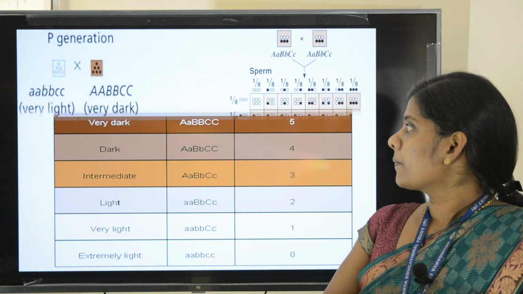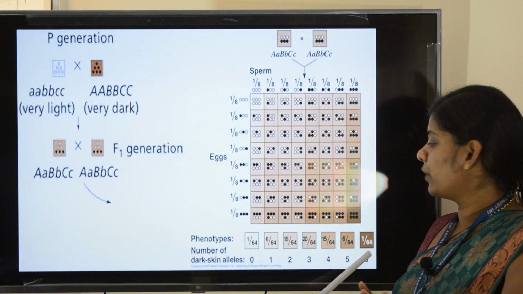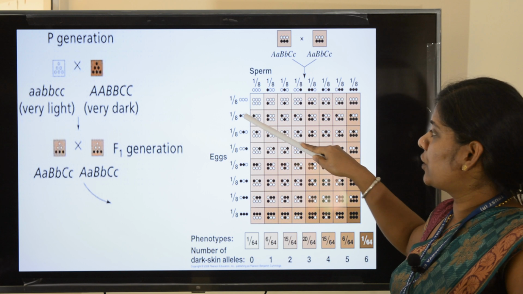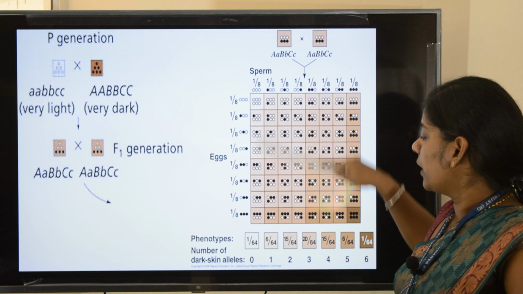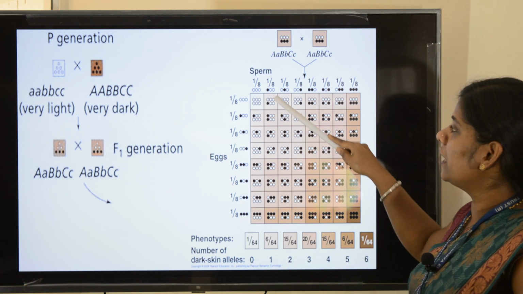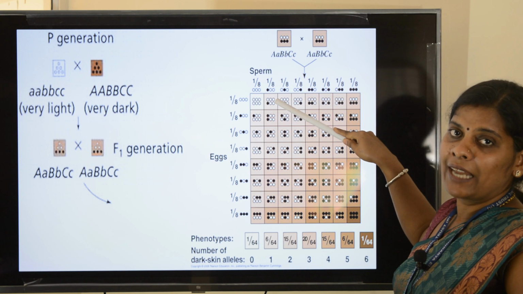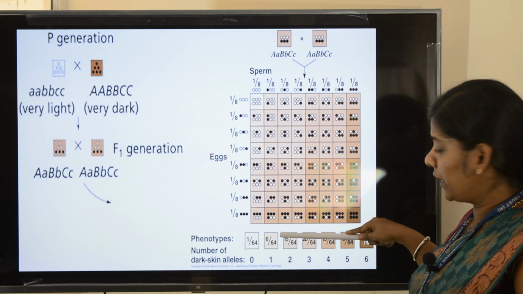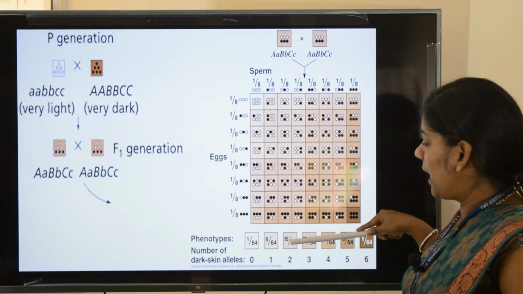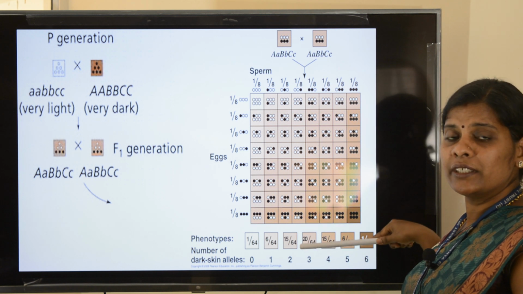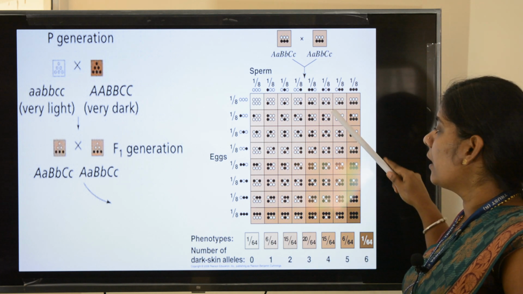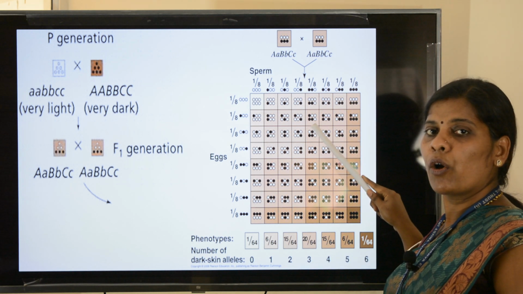Here you can see out of 64 individuals, one individual has no dark pigmentation. All genes are recessive, so he is albino. Out of 64, 6 are showing only one dominant allele, so they are of very light skin. Out of 64, 15 are showing 2 dominant alleles, so they show light skin. Out of 64, 20 are showing intermediate phenotype, 3 dominant, 3 recessive, so they express intermediate skin color or mulatto.